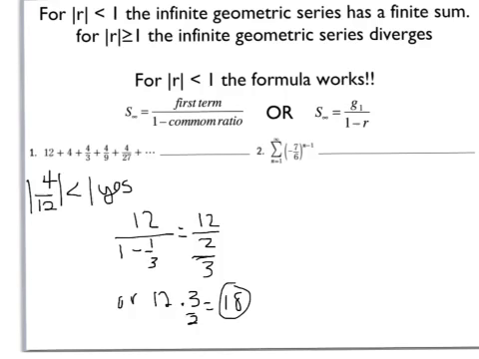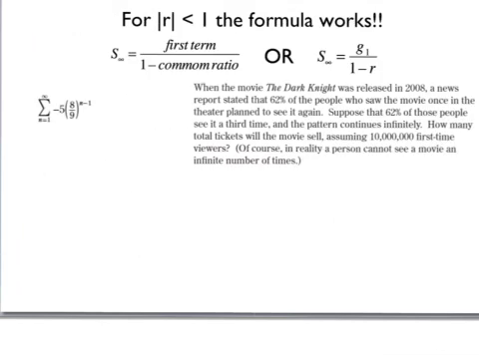Let's look at the second one. We do our test. Absolute value of negative 7/6 is less than 1. 7/6 is less than 1? No, don't even try it. It'll be wrong, and people will laugh at you. Let's try a couple more.